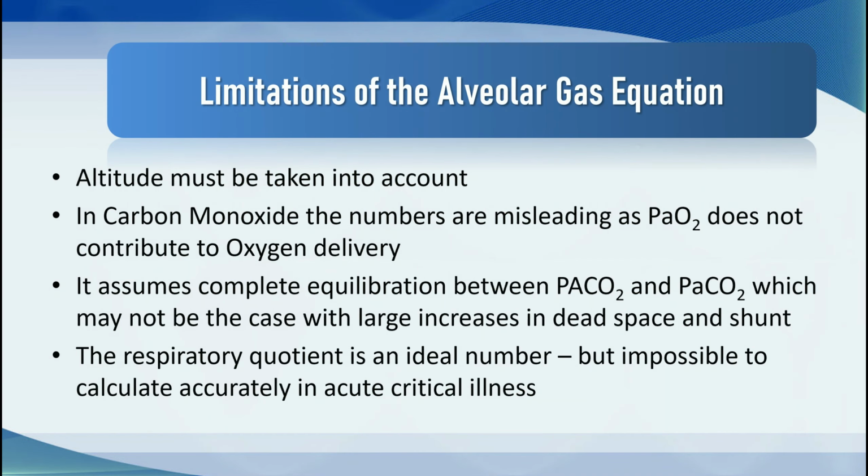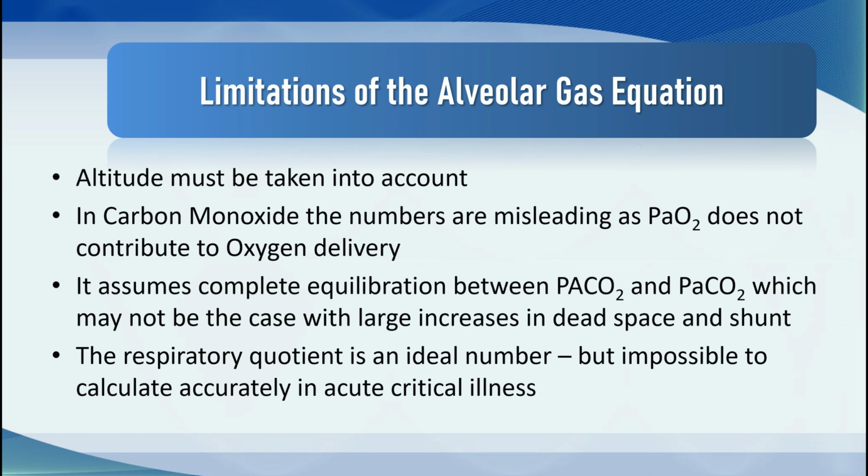Now, the alveolar gas equation is an ideal gas equation and it has many, many limitations. Principally, it's not great at extremes of physiology. And our patients who are acutely critically ill in particular are at extremes metabolically, physiologically, and in terms of how oxygen and CO2 are consumed and produced.